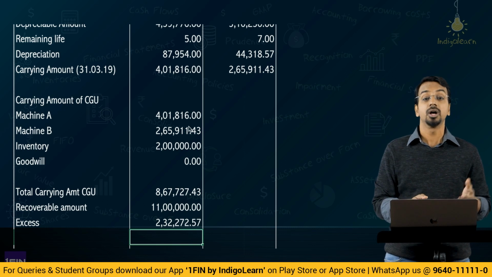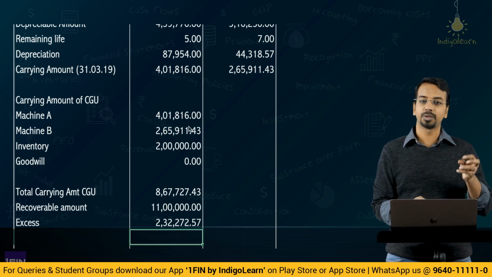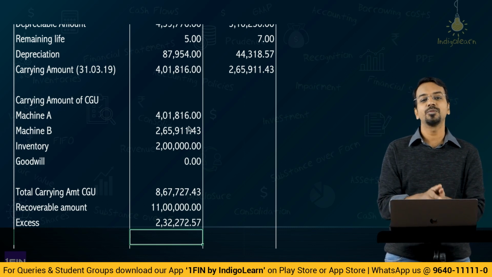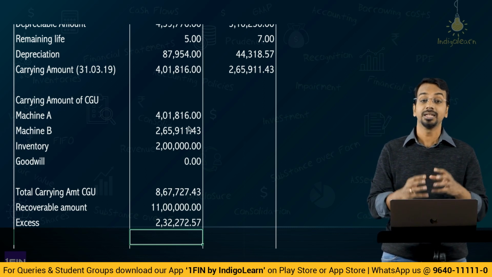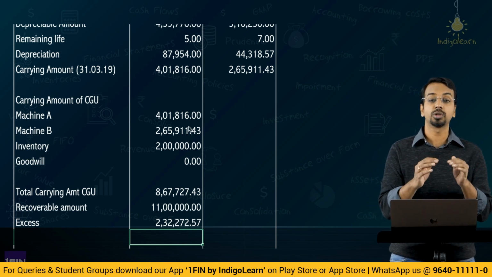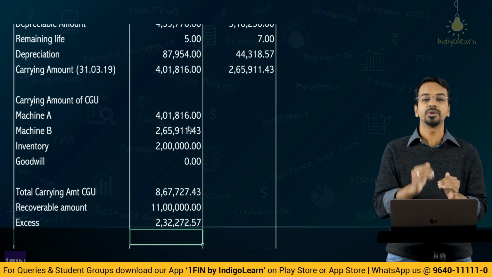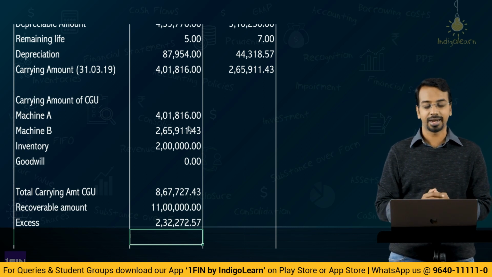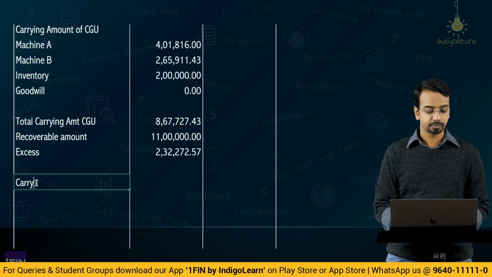We have to check what would have been the carrying amount of machine A and machine B had there been no impairment, and then we can bring back those assets to the maximum of that carrying amount. Beyond that we cannot take it further, right? So let us do that computation.